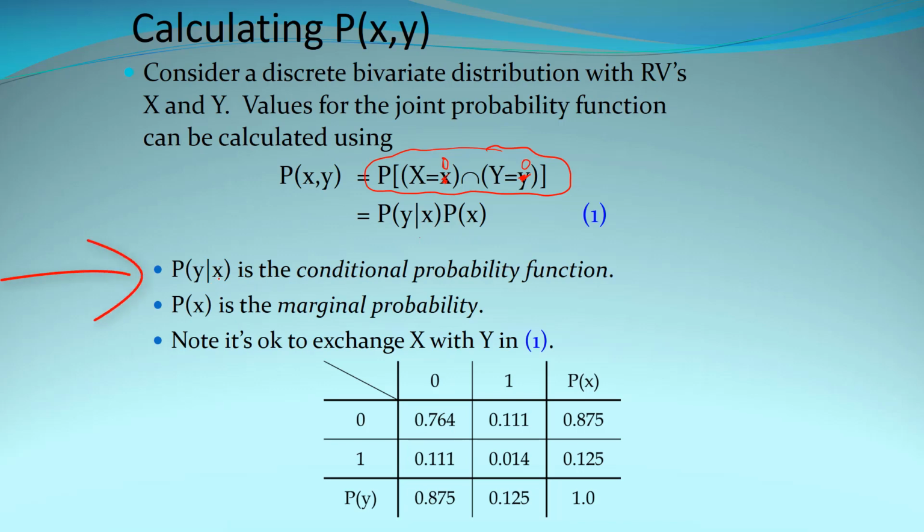Now, the probability of y given that x is some value is called the conditional probability function, and these ones on the edge are the marginal probability distributions. So this is the probability of x, that's the marginal probability. These ones right here are the probability of y. And note that we can swap around x and y in these functions up here, and everything still works just dandy.